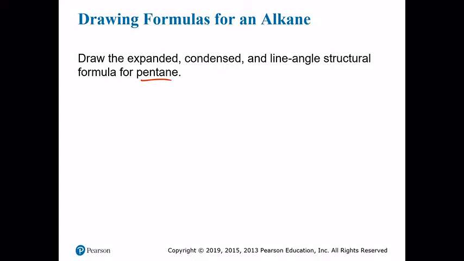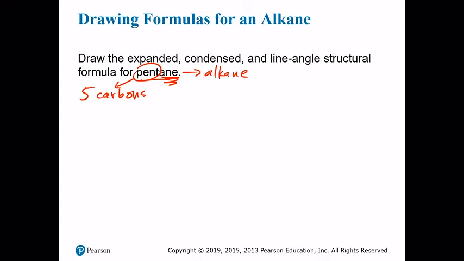In order to draw these, of course, we have to understand what the name pentane means. So if you look at the root, pent, that means 5 carbons. So this is going to be a 5-carbon chain. The ending, ANE, means that this is an alkane. And that means that the bonds holding all of the carbons together in the chain are all single bonds. There's no double or triple bonds.